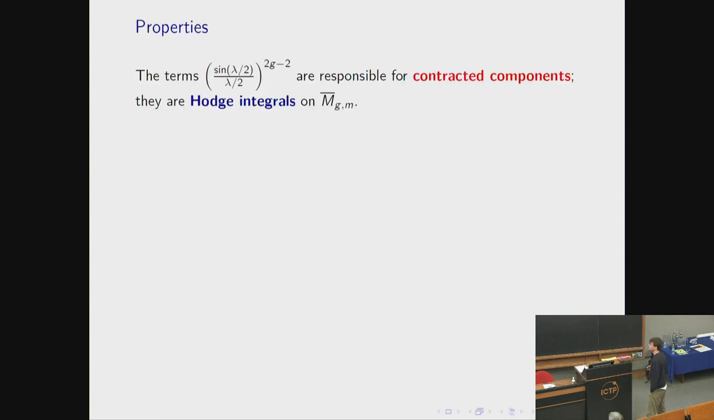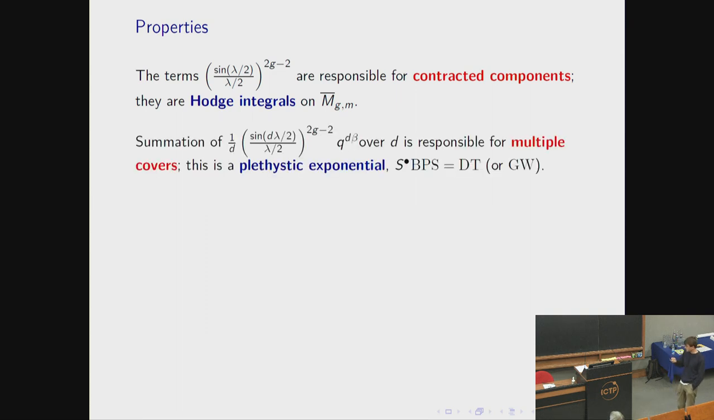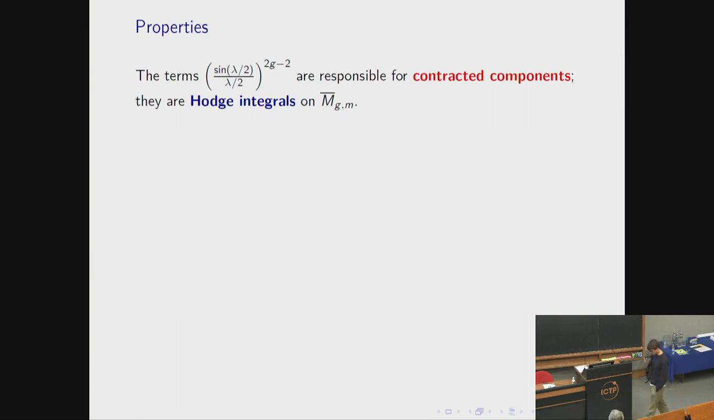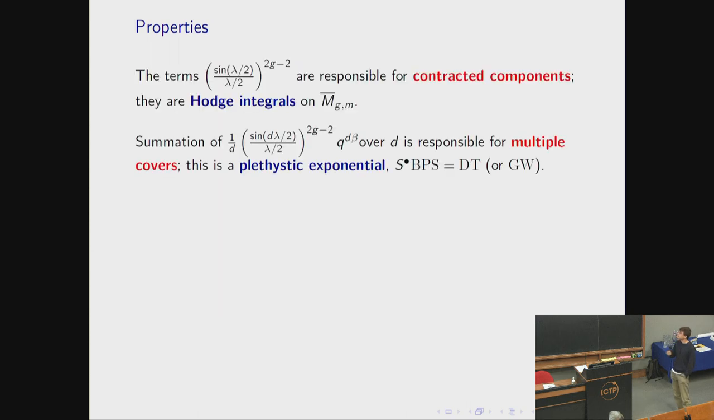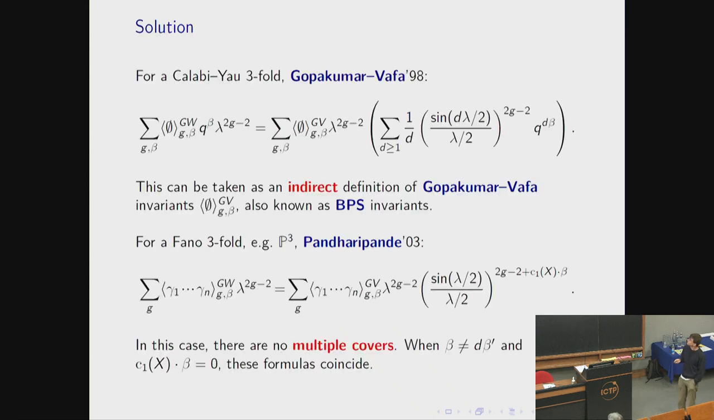So let me talk about the properties of these invariants, and explain what the formula actually means. So firstly, these terms, the sine functions, are actually responsible for contracted components. So their presence, in some sense, removes the contracted components from Gromov-Witten invariants. And there are Hodge integrals on the moduli space of stable curves, and I'll talk about Hodge integrals a bit later as well. And then the summation over D, so let me just go back. You see we sum over D over here.